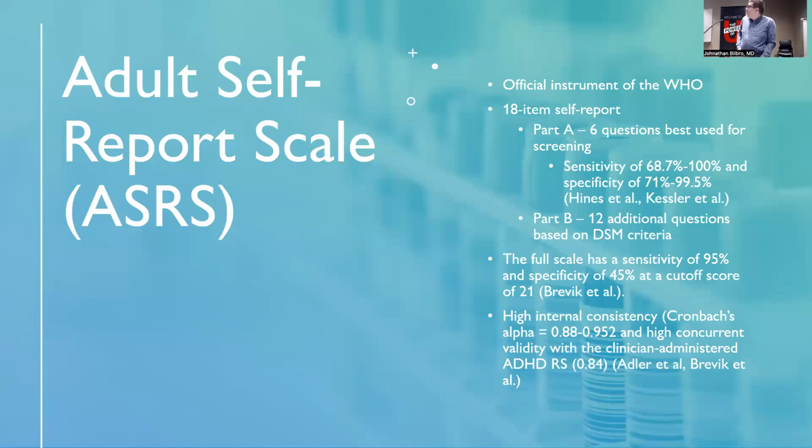This is one that those who work over in the outpatient clinic might be familiar with, the Adult Self-Report Scale, or ASRS. This is actually the official instrument of the World Health Organization, and it's 18 questions, so easy to use in a clinic setting. The most recent version is divided into two parts. You've got part A, which is just 6 questions that have been shown to be the best used for screening, and then part B, which has an additional 12 questions that again aren't used as part of the screening instrument, but can help characterize the symptoms the person might be experiencing.